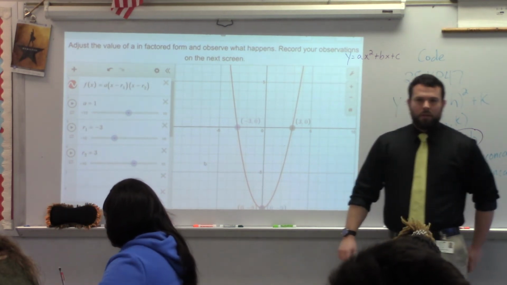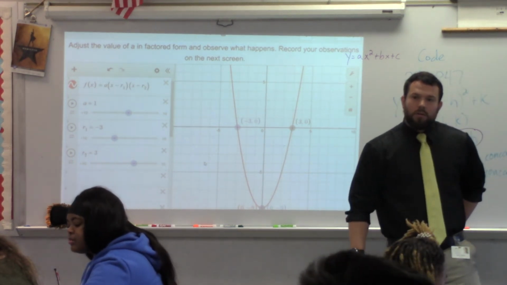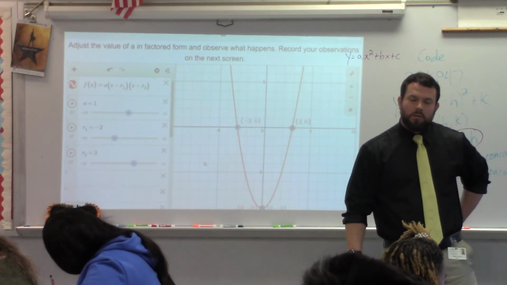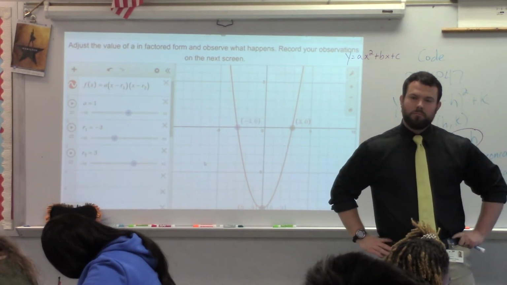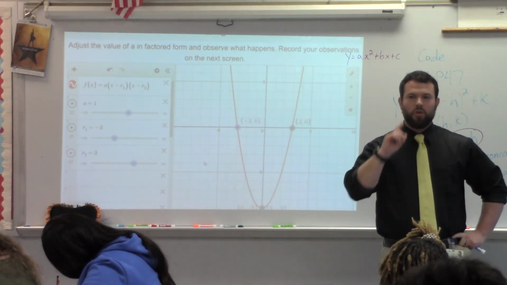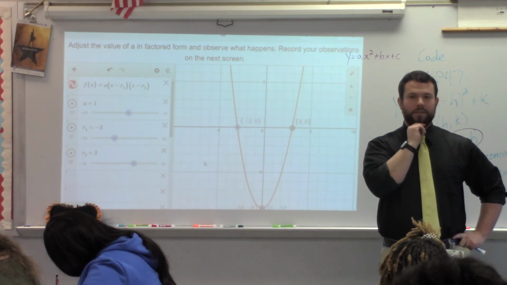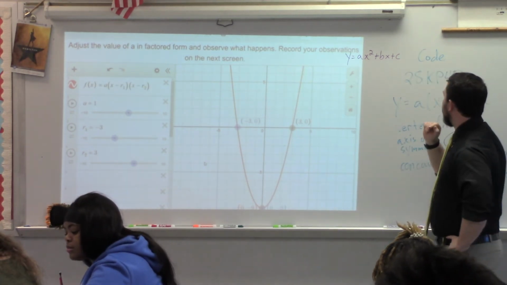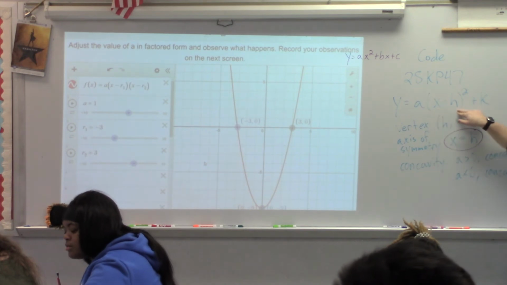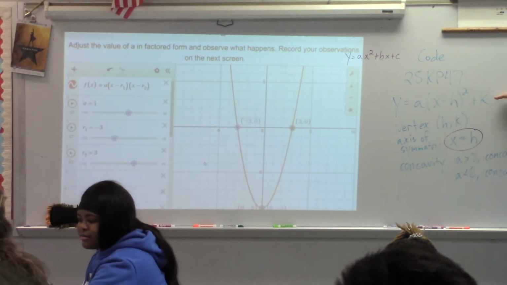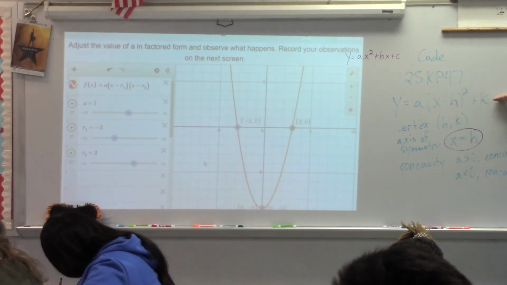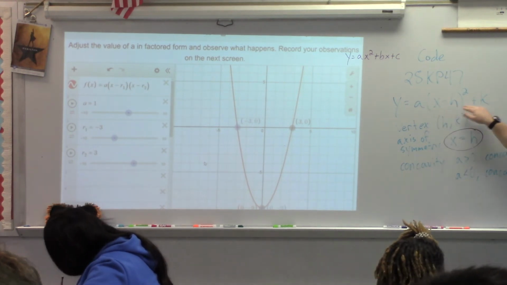Will we always have a form written up there, how will we know? You have to know what form it is. So when it's written as a times x minus h squared plus k, you will need to recognize that that's vertex form and that you can find a, h, and k.